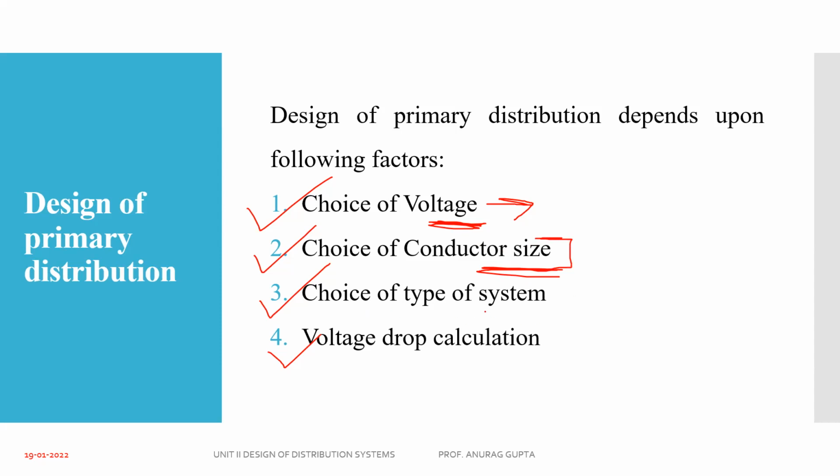Next, the choice of type of system. If you remember, we have discussed 3 types of system. Number 1, radial system. Number 2, parallel feeder system. Number 3, grid system, or network system, or interconnected system.